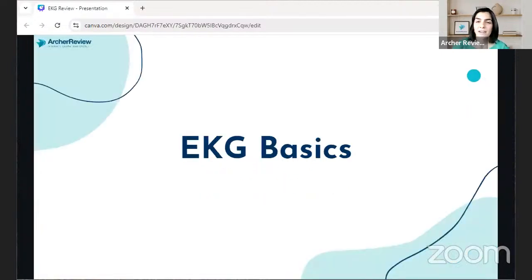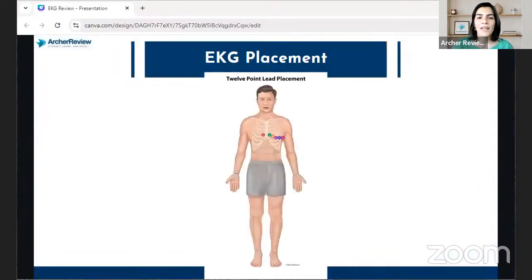So I always like to start this lecture by going over some EKG basics. That way we know we're all on the same page and we all understand what we're talking about, right? Because we're not just memorizing, we're going to really understand how to interpret these EKG strips, how to interpret these arrhythmias.